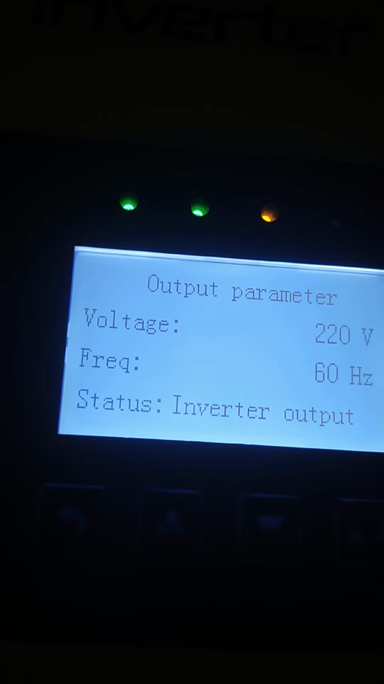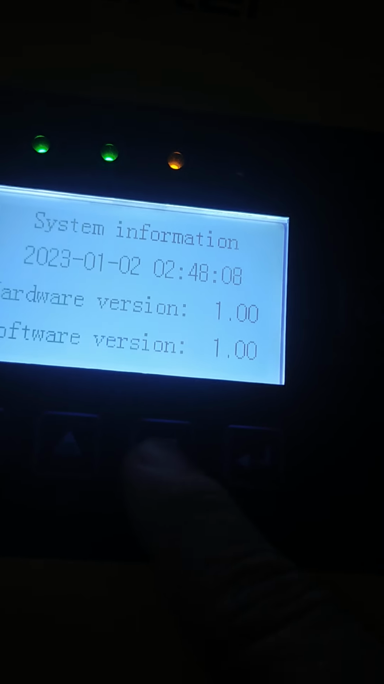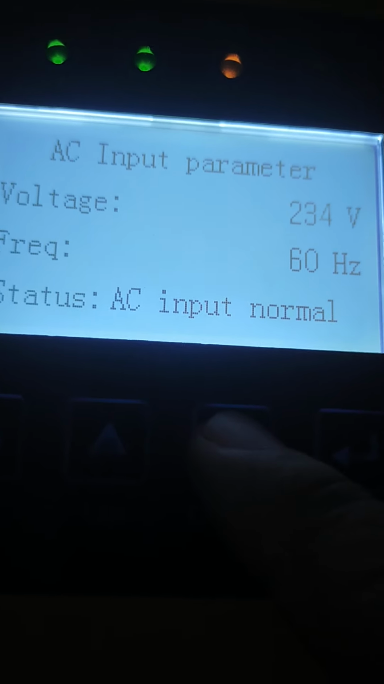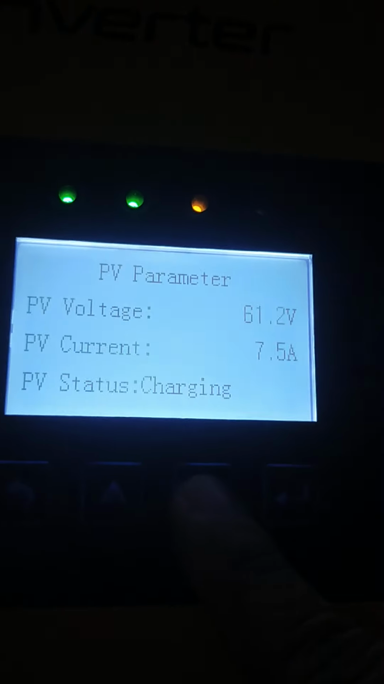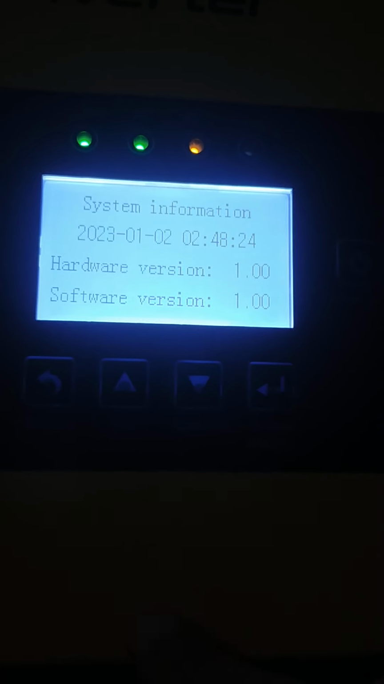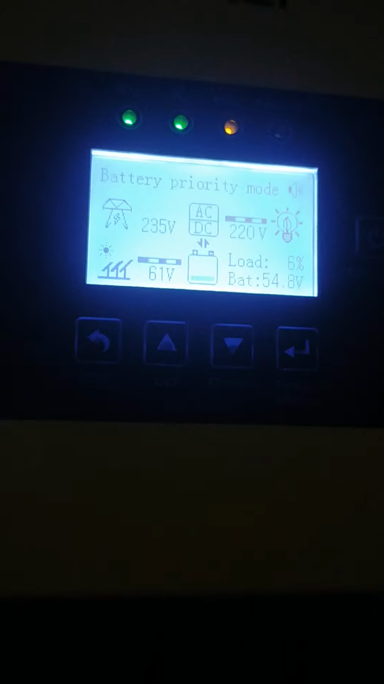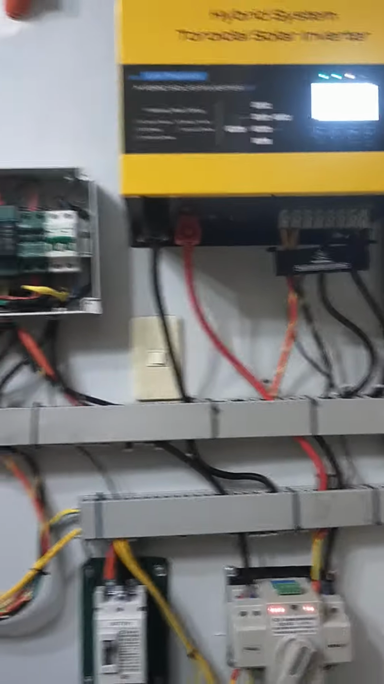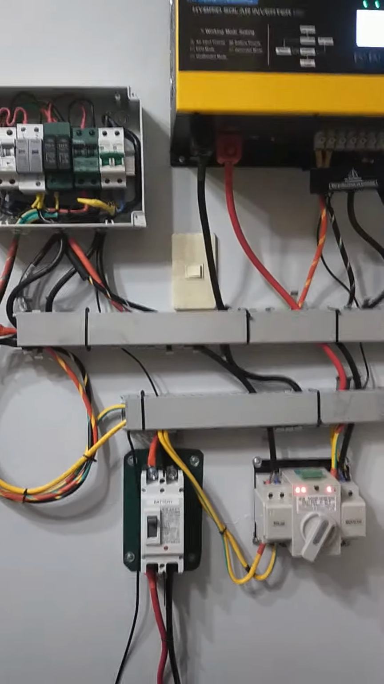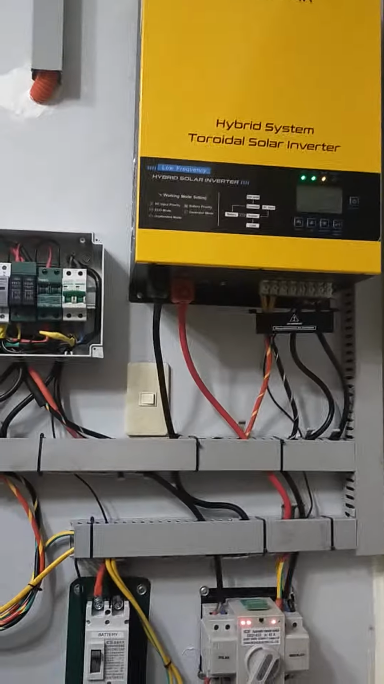Output parameter is here now, 220, 60 hertz. Input is 234. That's good now. And all the lights are normal. Green for input, PV, and the inverter in orange is activated. Alright, that's all for the initialization and the commissioning of the 6 kilowatt system. Thank you.